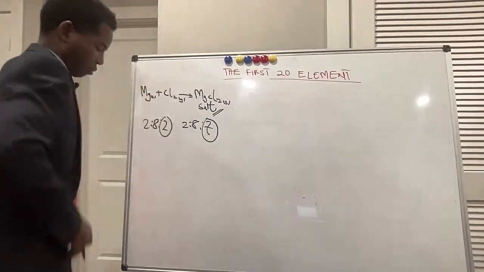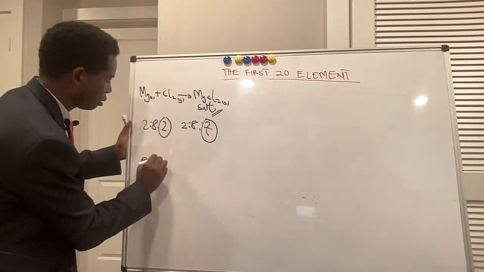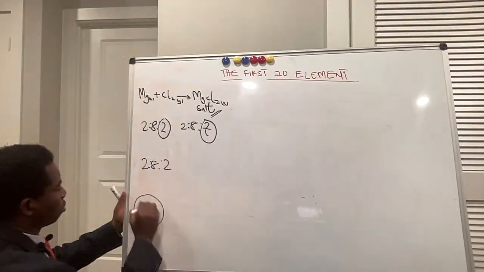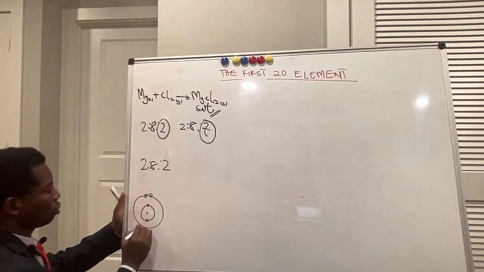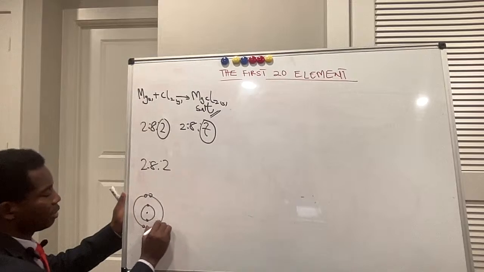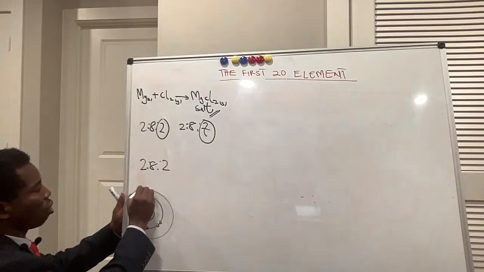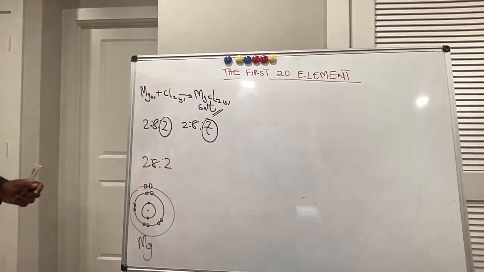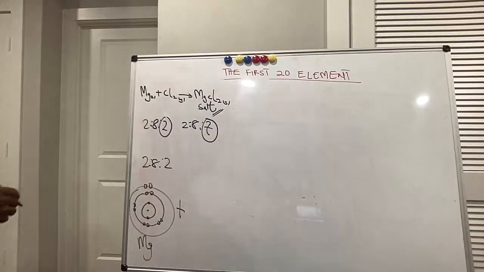So we normally have 2.8.2. The first shell takes a maximum of 2, the second shell takes a maximum of 8. 1, 2, 3, 4, 5, 6, 7, 8. Then the last shell takes a maximum of 2. 1, 2. This is the magnesium atom. When it reacts, the magnesium atom is going to react.